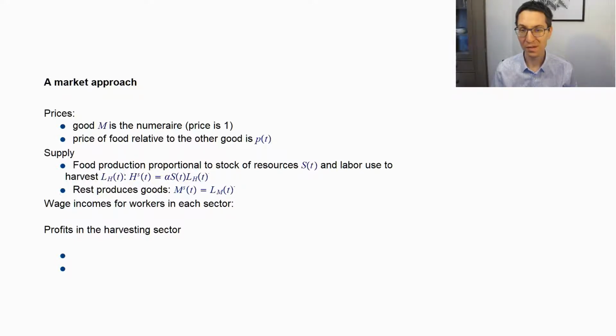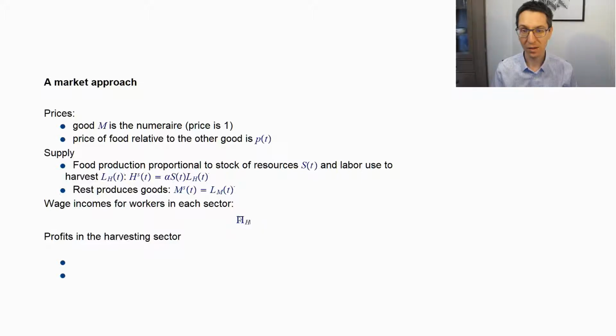Let's start with the harvesting sector. We assume that we have a single firm that employs all the labor in the harvest sector, but somehow, as we said, it's perfect competition, so prices are taken as given. The profit of the firm is, as usual, revenues minus production costs. So we write them as follows.